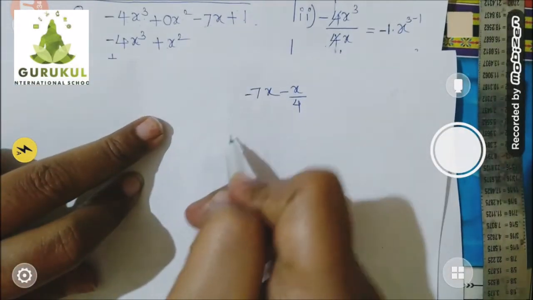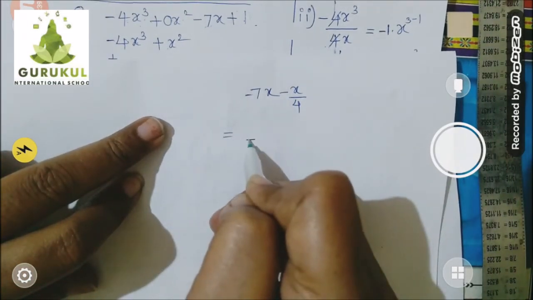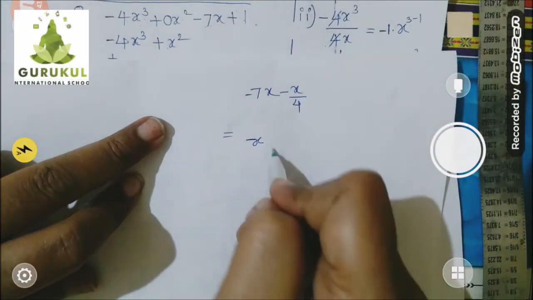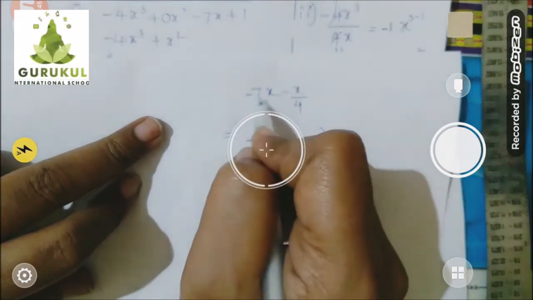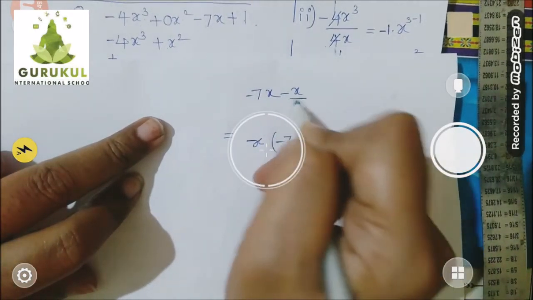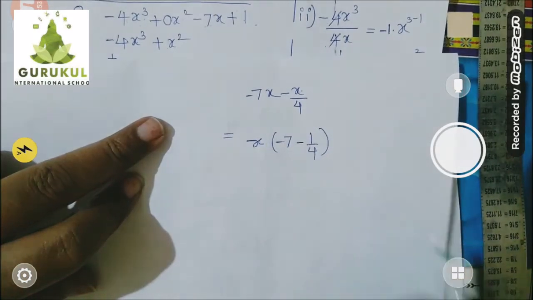See. To make this easy children, the minus sign I will take common. Sorry. Both are containing the x term, so I will take it common. In the bracket, what is left? If x is taken common, here minus 7 is left. And here no number means 1. So minus 1 upon 4 is left.